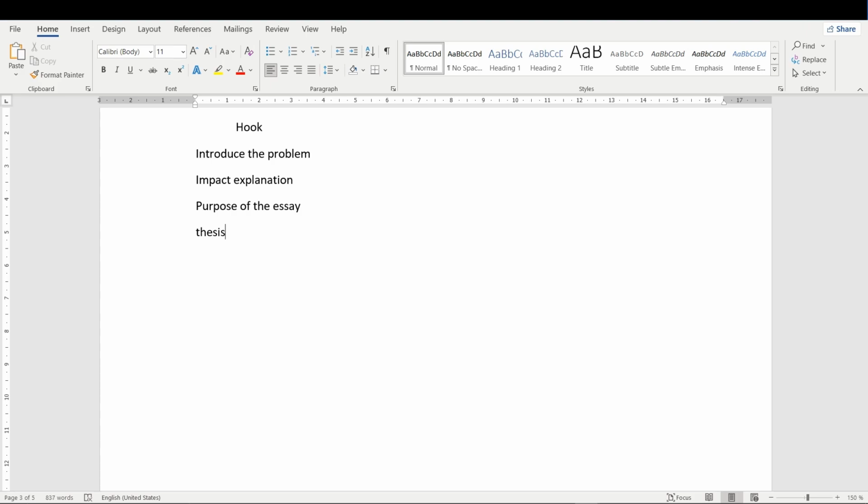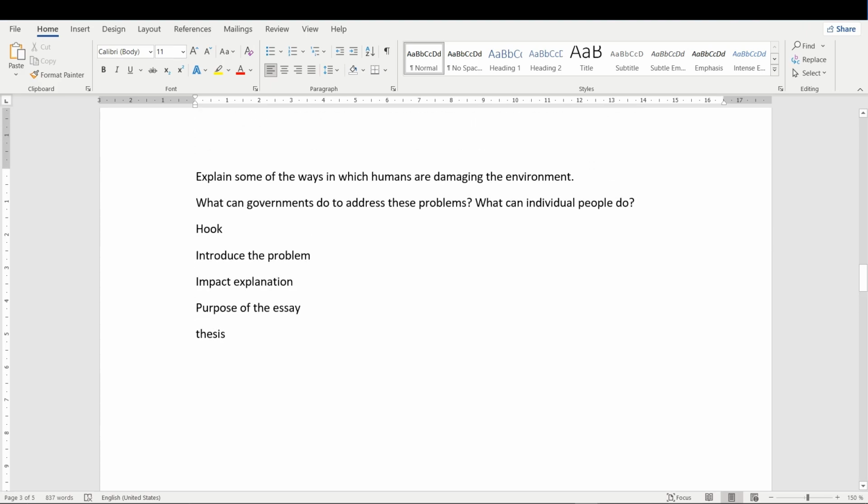Create a thesis statement. End your introduction with a clear thesis statement that outlines the main points you will discuss in the essay. This provides a roadmap for your readers. Explain some of the ways in which humans are damaging the environment. What can governments do to address these problems? What can individual people do? So, let's start writing a well-structured introduction.